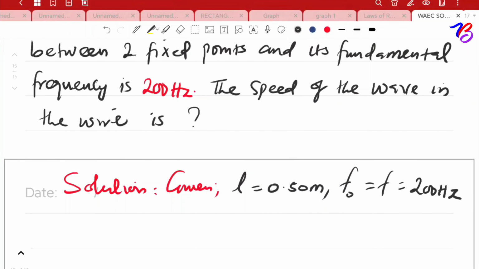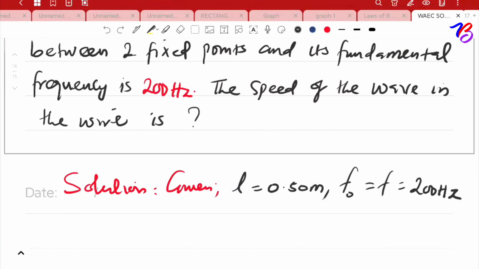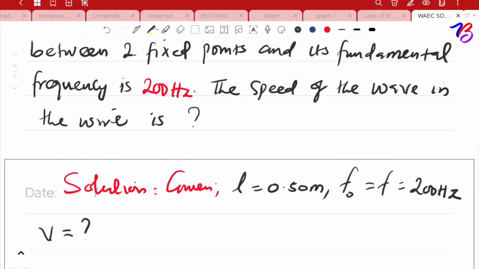Are you here? So the third triune component is what we're looking for, the speed of the wave in the wire. So our speed is known as our velocity, and v is equal to unknown. Are you here?